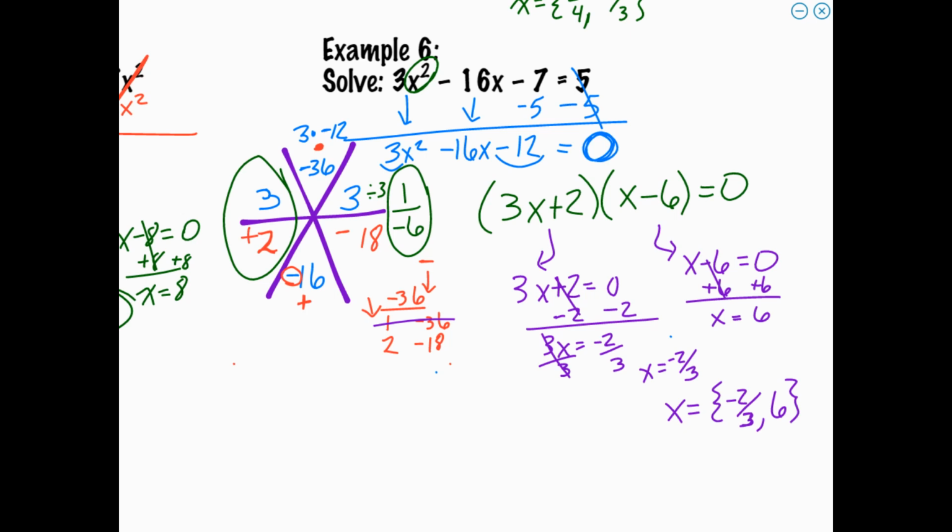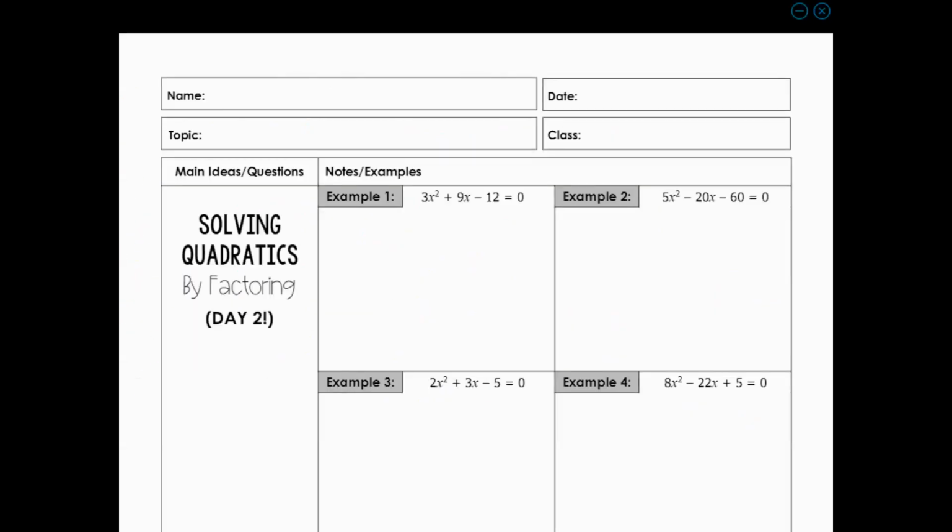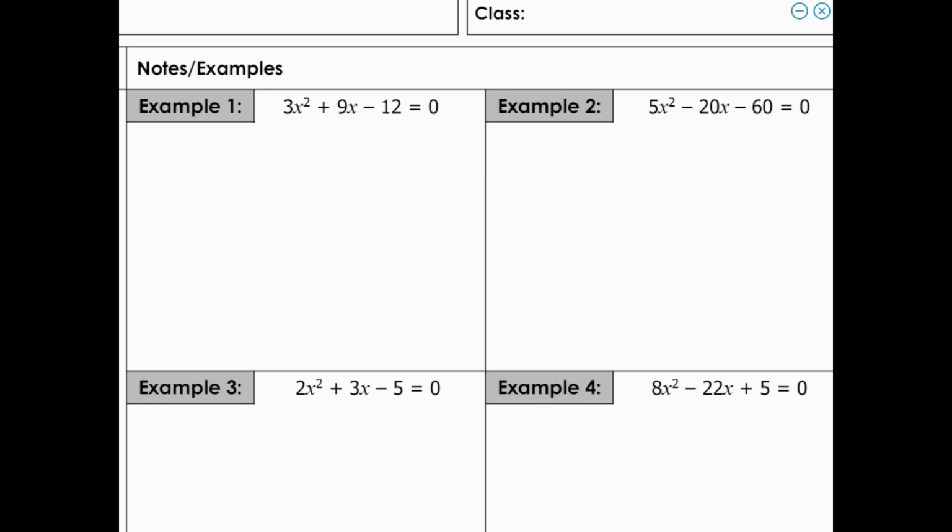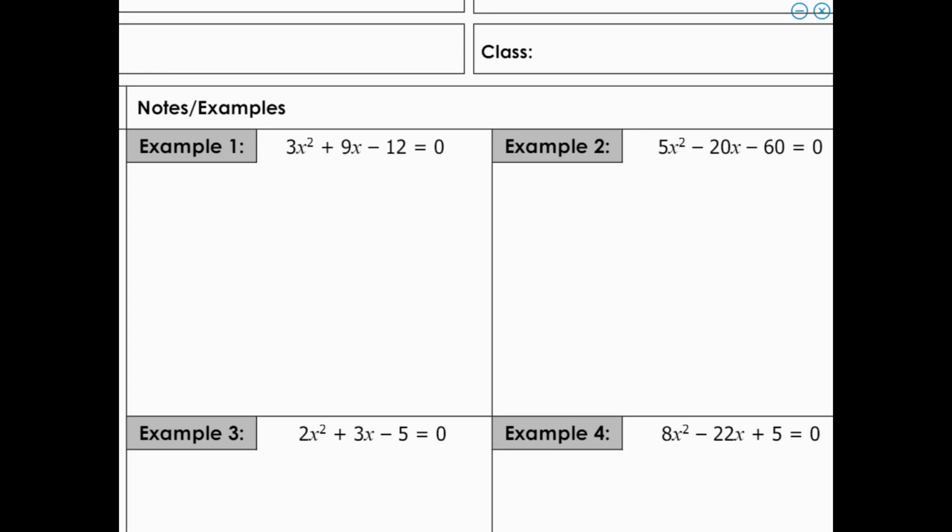Okay, so now to today's notes. I'll try to get through this fairly quickly. For one, all of our examples are already equal to 0 for us, right? So that starts us off already on step 2, right? Are any of them factored for us? No. So we're going to have to factor all of them.